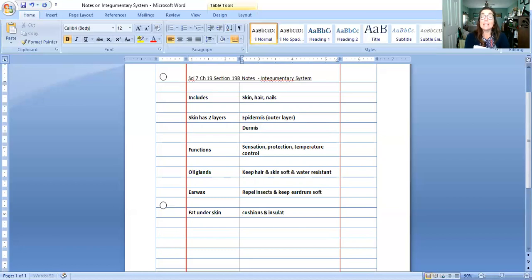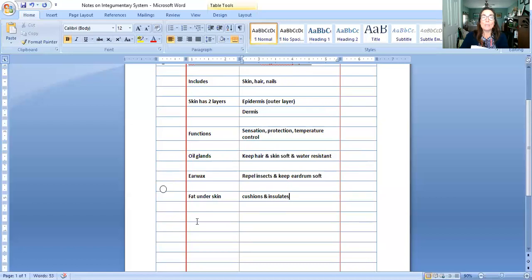We have the fat under the skin, the subcutaneous layer, and I already mentioned that it cushions and insulates. Remember, lard is a really good insulator. We did an experiment about that. So having a layer of fat under your skin helps insulate your body and helps endothermic creatures like us be able to control our body temperature.